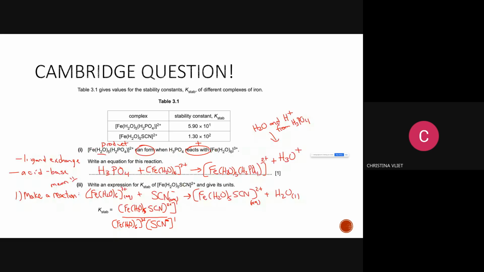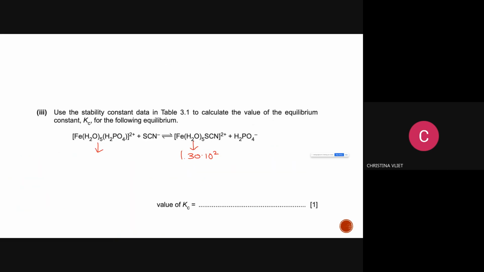So this number is coming from here. It's 5.9 times 10 to the first. So it would be K for the products divided by K for the reactant. So it's just 1.30 times 10 to the second over 5.90 times 10 to the first. That's all you've got. That's why it's worth only 1 mark. 2.2 is the answer.